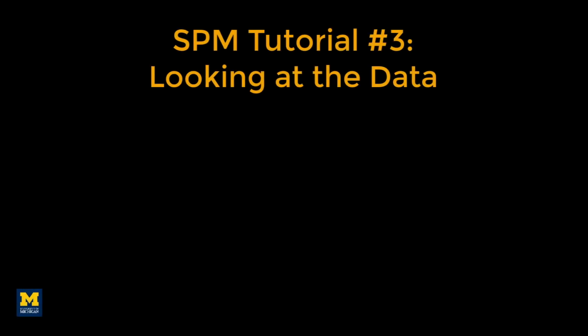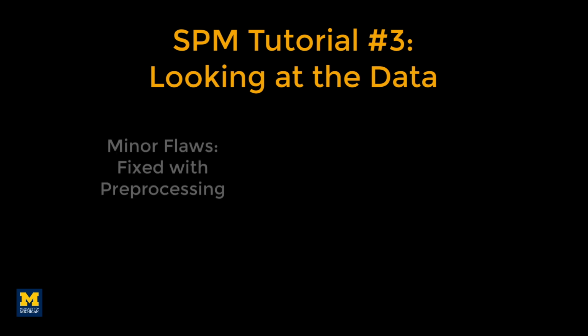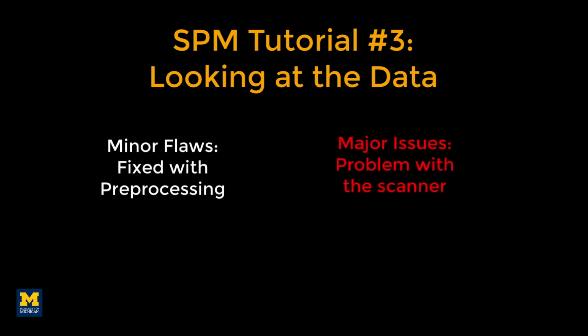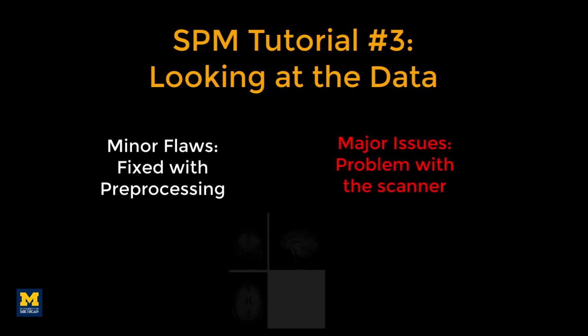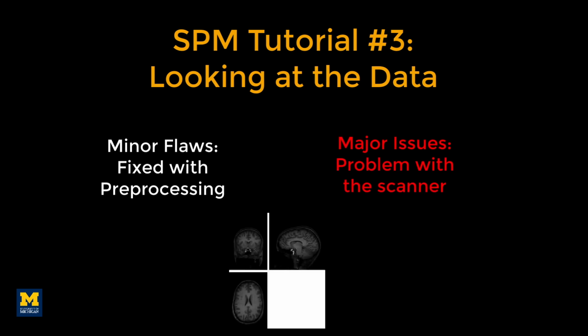Now that you've downloaded the dataset and learned about the flanker task, you'll want to inspect it for any problems. As you gain more experience looking at these images, you'll be able to judge whether there are minor flaws that can be fixed by pre-processing, or whether there are major issues that indicate a problem with the scanner. In either case, you will need to look at the data carefully by using the SPM viewer.